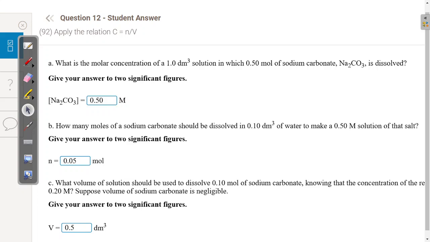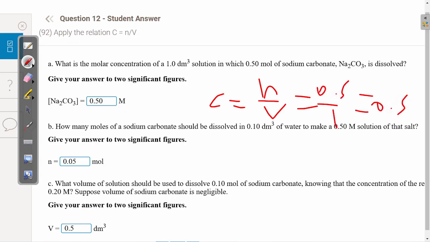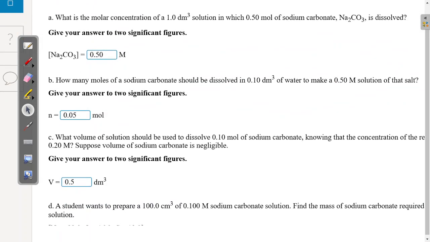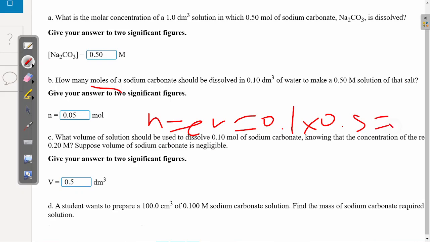Okay. What's the molar concentration of a 1 decimeter cubed solution in which 0.5 moles of sodium carbonate is dissolved? You use C equals n over V. So 0.5 over 1 is 0.5. How many moles of sodium carbonate should be dissolved in 0.1 decimeter cubed to make a 0.5 molar solution of that salt? Moles, so n equals CV equals 0.1 times 0.5 equals 0.05.